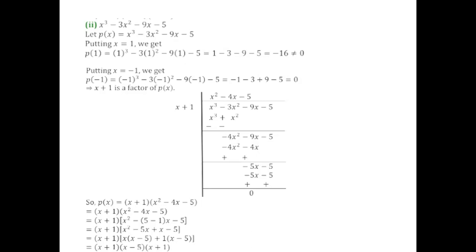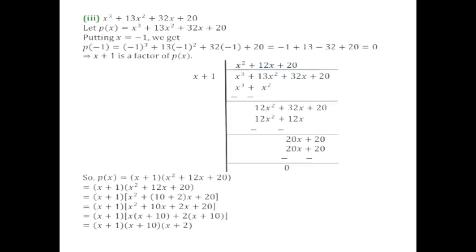So in the last line, I'll write all the three factors of the given polynomial. x plus 1, which was obtained by the trial and error method, and then the remaining two, that is x minus 5 and x plus 1, which was obtained by the middle term splitting of the quotient, which was x squared minus 4x minus 5. I hope you have understood the solution and are able to do it on your own. If that's the case, let's go to question number 3.